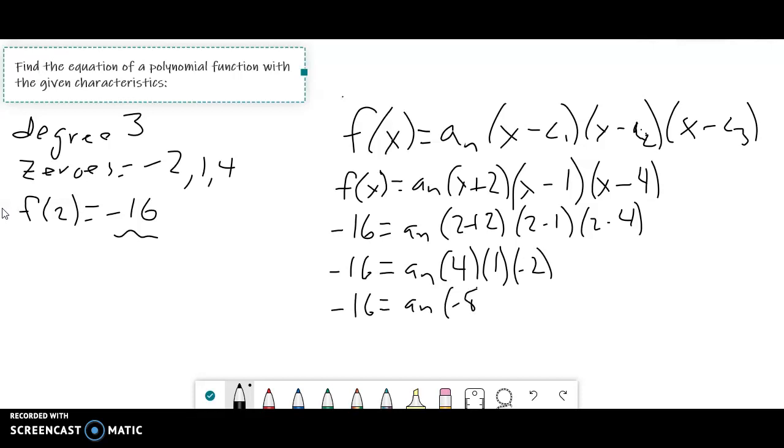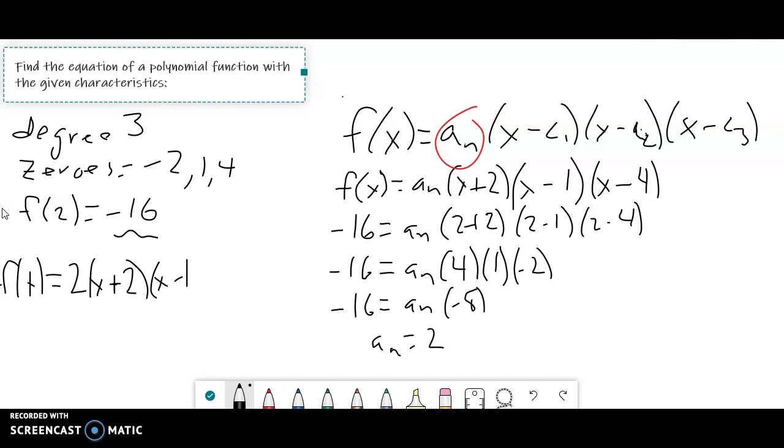So -16 is equal to an times 2 plus 2 is 4, 2 minus 1 is 1, and then 2 minus 4 is -2. When I multiply all those together, I get a -8. To get that an by itself, I must divide by that -8. When I divide -16 by -8, I get a 2. So now I know what that last piece of my puzzle is. I know what that leading coefficient is. So I can come back here and I can write the equation f of x is equal to 2 times x plus 2, x minus 1, and x minus 4.